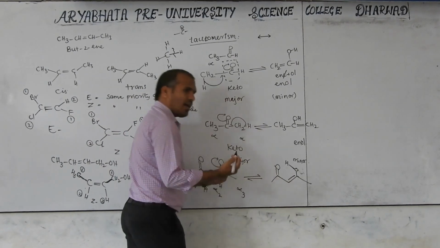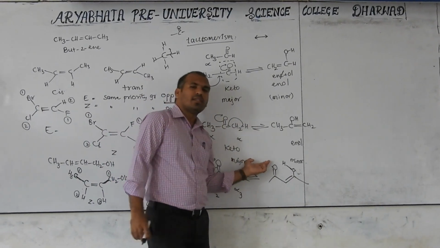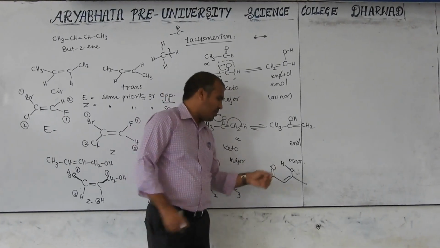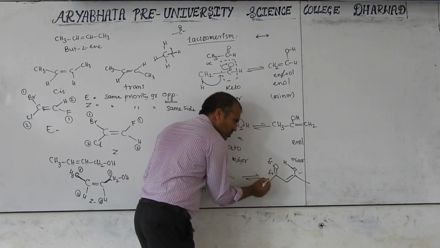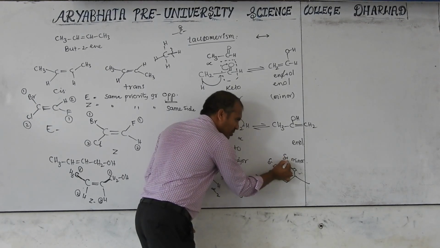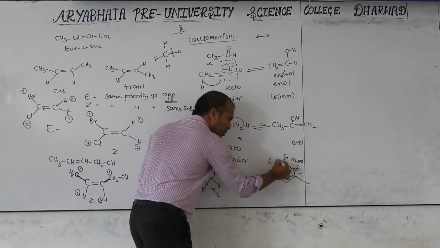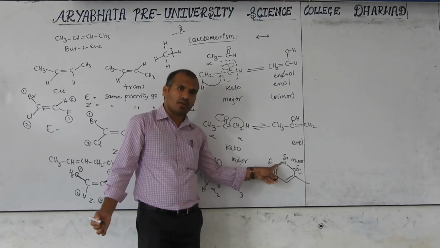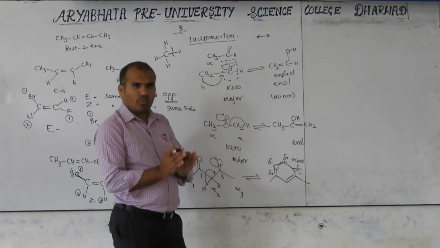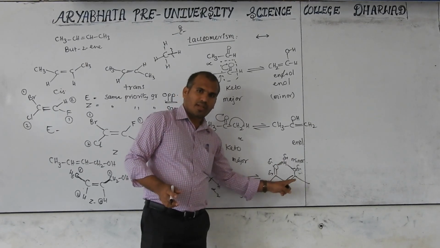Now we know hydrogen bonding. The hydrogen bonding exists between highly electronegative atoms like oxygen, nitrogen, fluorine, and hydrogen. So this will get a partial negative charge. This will get a partial positive charge. This will get a partial positive charge. This will get a partial negative charge. So in between this negative and positive, there is an electrostatic force of attraction. This is called a hydrogen bond. Due to this hydrogen bond, it is stabilizing.